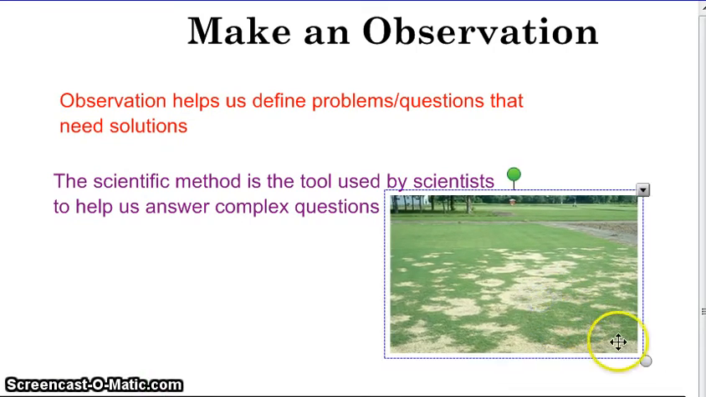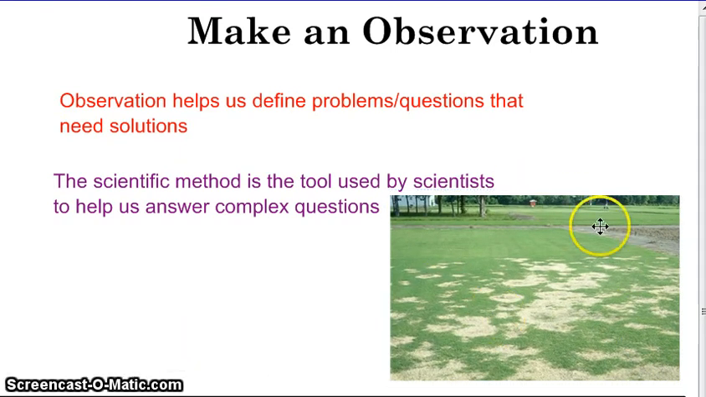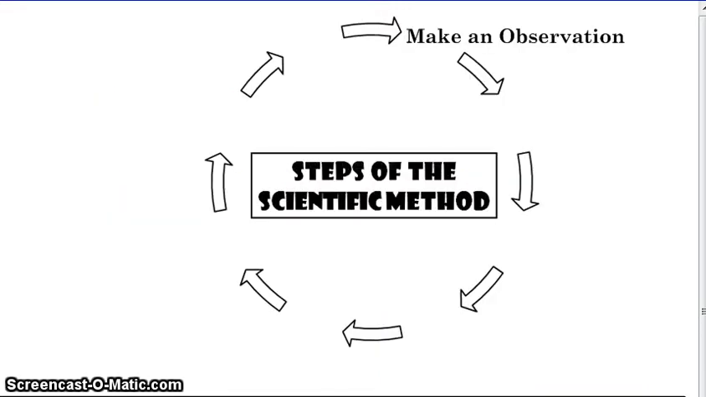Let's imagine you are looking at your yard and you notice this. Right? You have an observation. There's a problem here. Some patches of the yard are dead. They seem to be roughly circular. Sometimes the circles have joined together. And other parts of the grass look perfectly healthy. So there's a problem. And we need a way to answer the question of what is causing the grass to look this way. So that's making an observation.